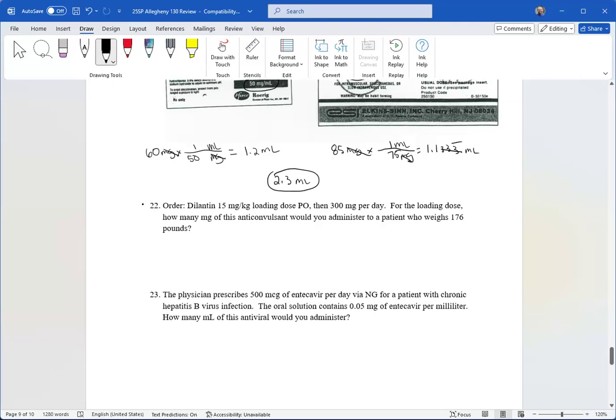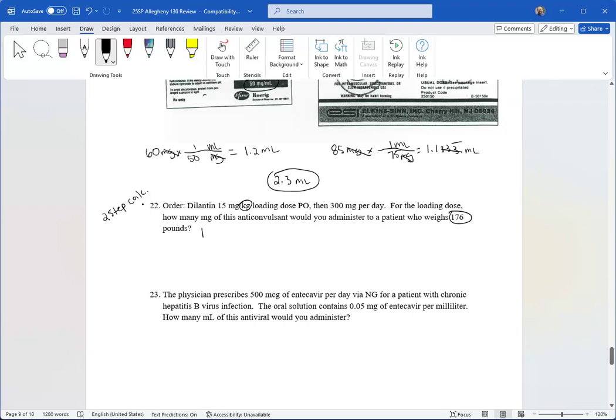In your blueprint, you'll have some two-step calculations. What that means is we have to account for the kilograms, the patient's weight. So step one is converting the patient's weight to kilograms, and then multiplying by the kilogram dosage to find out what the loading dose would be in milligrams. Okay. So let's just do that real quick.